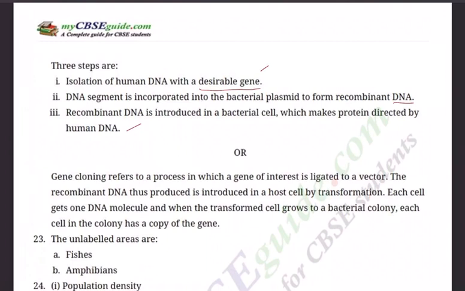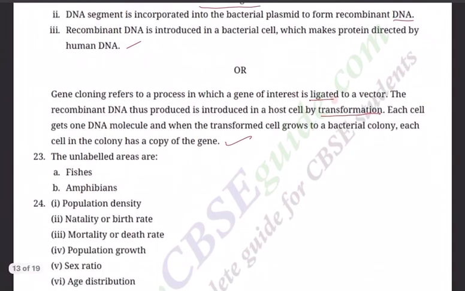What do you understand by gene cloning? Of course, gene cloning refers to a process in which a gene of interest is ligated, meaning attached, to a vector. The recombinant DNA thus produced is introduced into a host cell by transformation. Each cell gets one DNA molecule, and when the transformed cell grows to a bacterial colony, each cell in the colony has a copy of the gene.